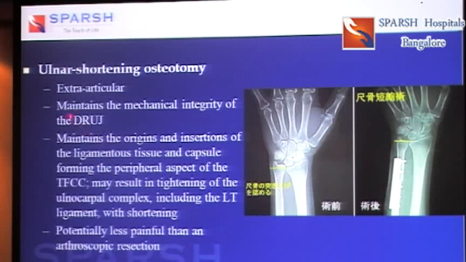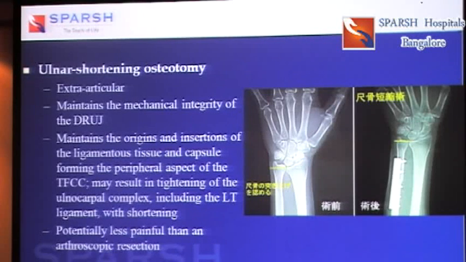It's an extra-articular procedure. So you're not touching the TFCC at all, and you're not causing any further damage by surgery to the TFCC. It maintains the origin and insertion of ligamentous tissue and capsule, forming the peripheral aspect of the TFCC, and it actually tightens the ulnocarpal complex, including the LT ligament.